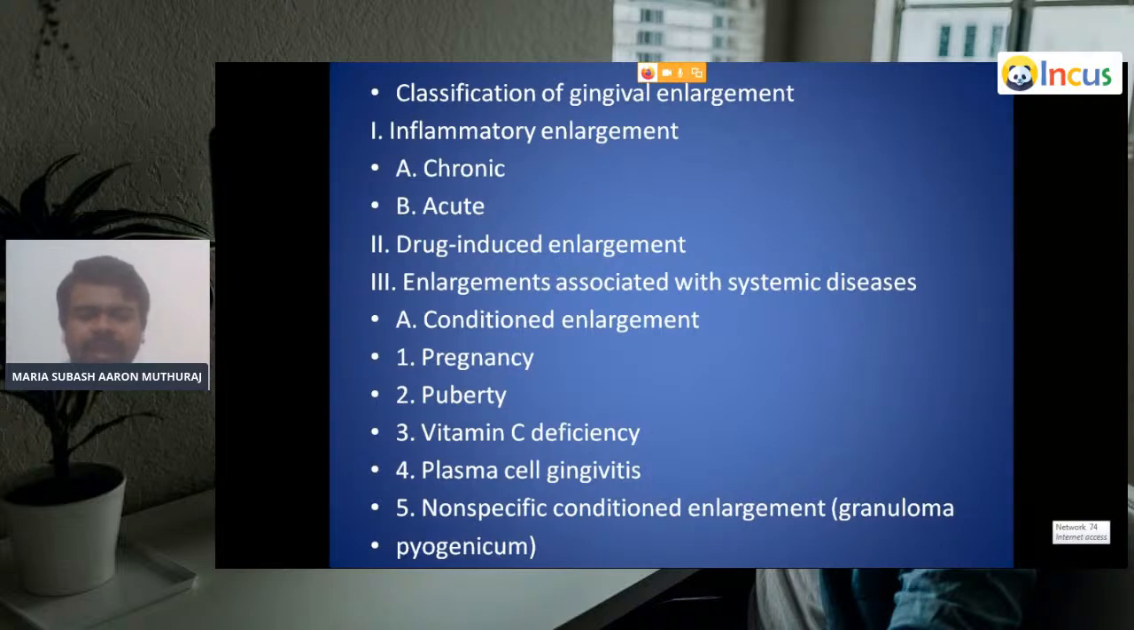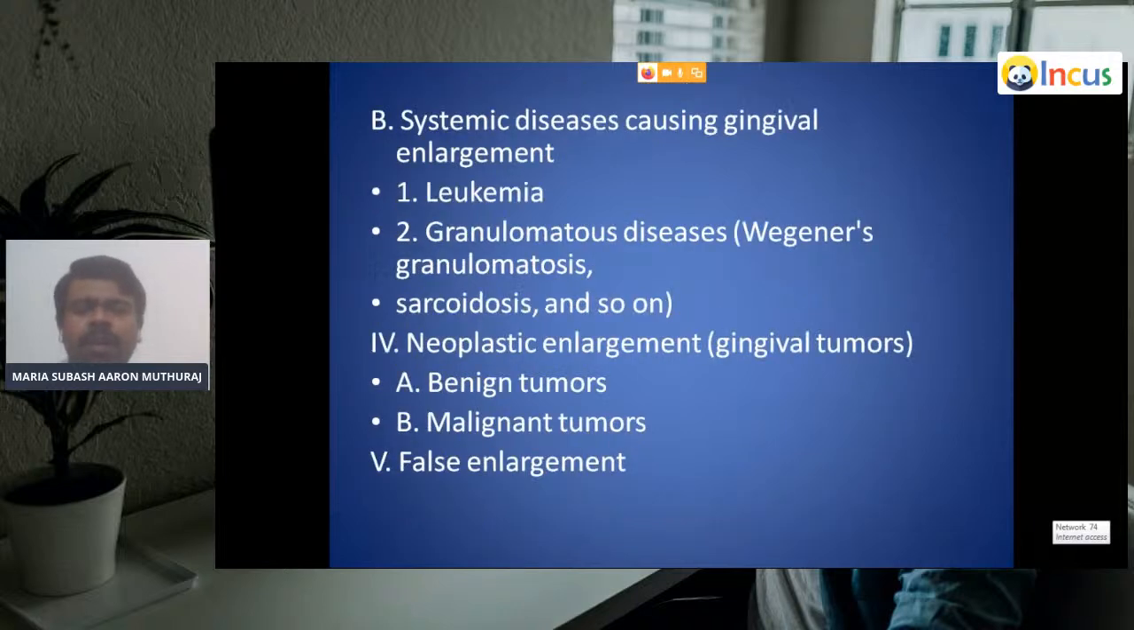And there is a non-specific conditioned enlargement called granuloma pyogenicum, or pyogenic granuloma. Systemic diseases are also implicated in gingival enlargement. Leukemias, mostly acute monocytic leukemia and acute lymphoblastic leukemia, are commonly associated with gingival enlargement, whereas chronic leukemias are not. And granulomatous diseases such as Wegener's granulomatosis, sarcoidosis, and tuberculosis are associated with gingival enlargement.